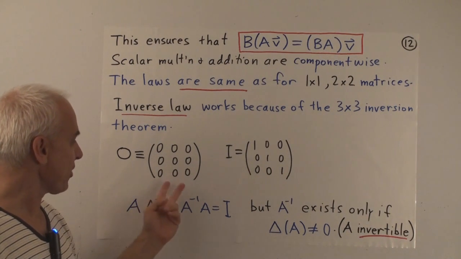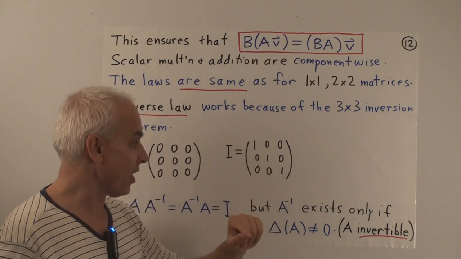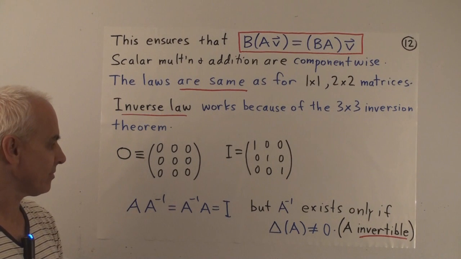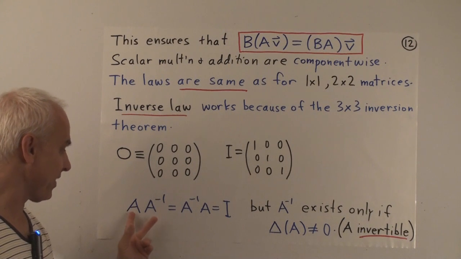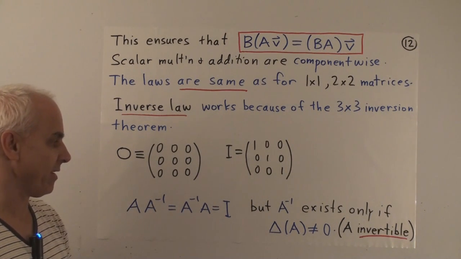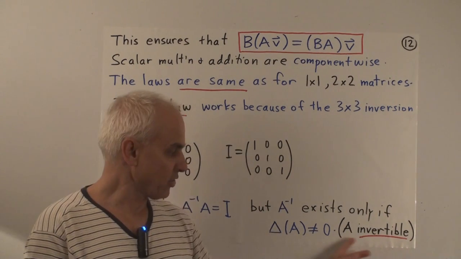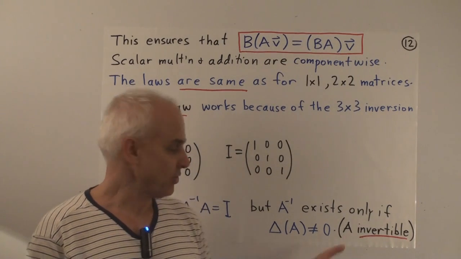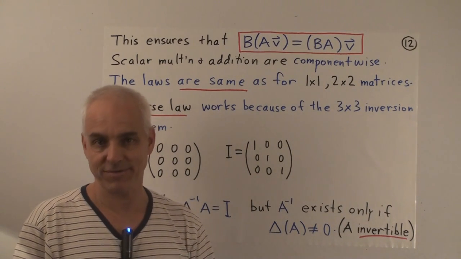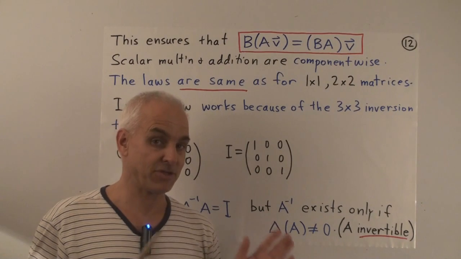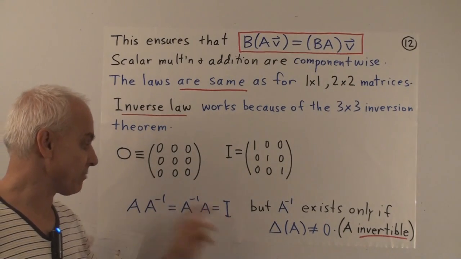Also worth mentioning that the 3 by 3 zero matrix is of course this one here, but the 3 by 3 identity matrix is this one with 1s along the diagonal and 0s off the diagonal. And the matrix A inverse that we found in this theorem has the property that A times A inverse equals A inverse times A equals the identity. And this A inverse exists only if the determinant is not equal to 0. The terminology for that is that A is invertible. So A invertible means that its determinant is not 0, and you can find an inverse matrix for it. If the determinant is 0, then the matrix is not invertible. You will not be able to find an inverse matrix. There is no matrix that satisfies this property.